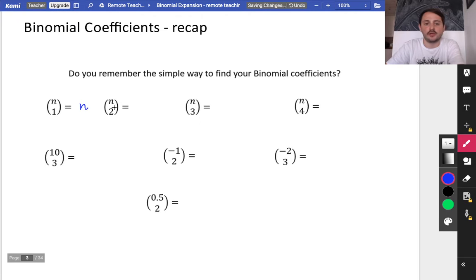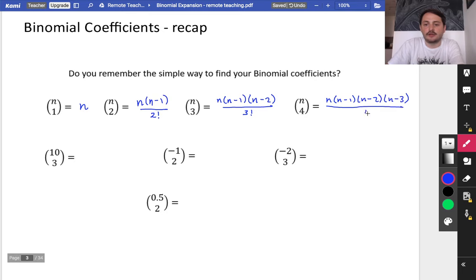And I'm hoping you can remember what it is for n choose 2. For n choose 2, it is n multiplied by n minus 1 divided by 2 factorial, which is just 2, isn't it? Now for n choose 3, it is n, n minus 1, n minus 2, all divided by 3 factorial. So I'm sure you can now predict what it's going to be for n choose 4. The top is going to be n, n minus 1, n minus 2, n minus 3. Notice how you've got 1, 2, 3, 4 things. And you're then going to have 4 factorial.